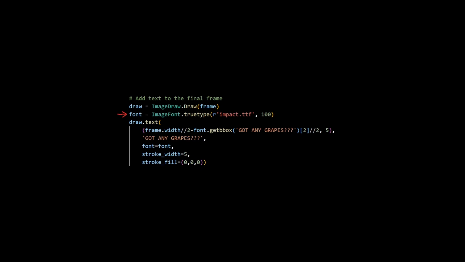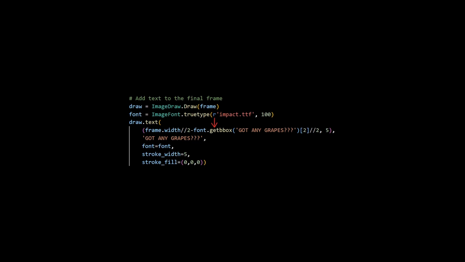Then, we load our font files with the ImageFont.truetype function. This function takes the file name and the size we want to load our font as. Finally, we draw our font. We start with passing the coordinates. The x-coordinate here is essentially a fancy way of centering the text.